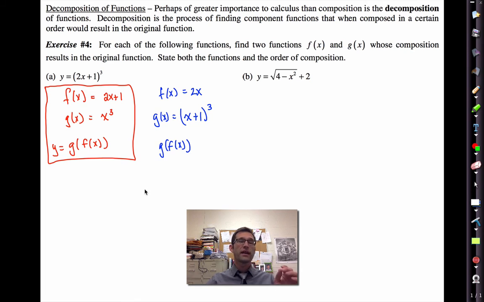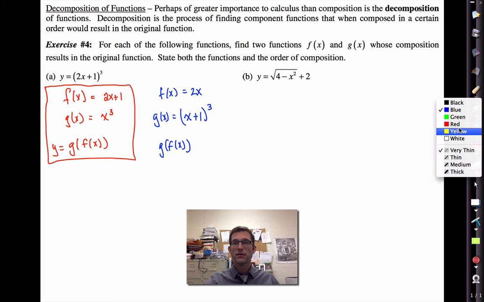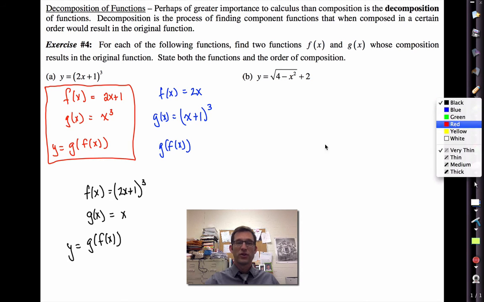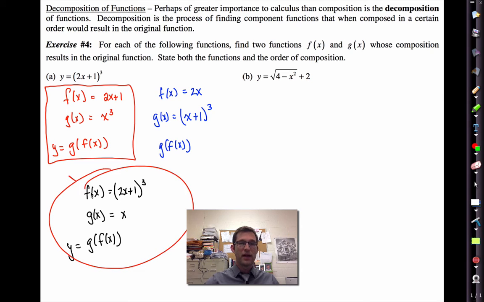Now, the only one that I guess technically I won't take would be something like this. So this is bad. I'll go black. What I wouldn't accept would be f of x equals (2x plus 1) quantity cubed, and g of x is equal to x. Because although composing these two would give me the original function, I'm not going to allow it because it's a cop-out and it's useless. All right? Think about that a little bit. All right, why don't you pause the video and try letter B?